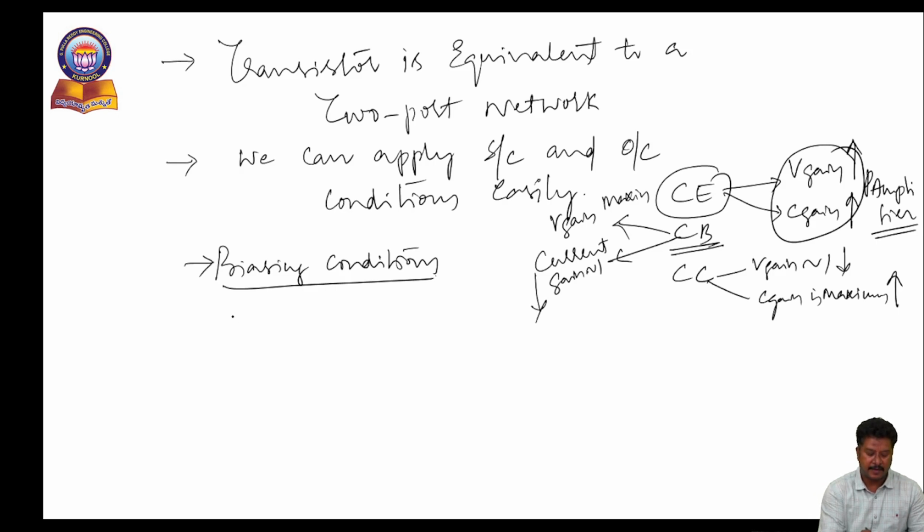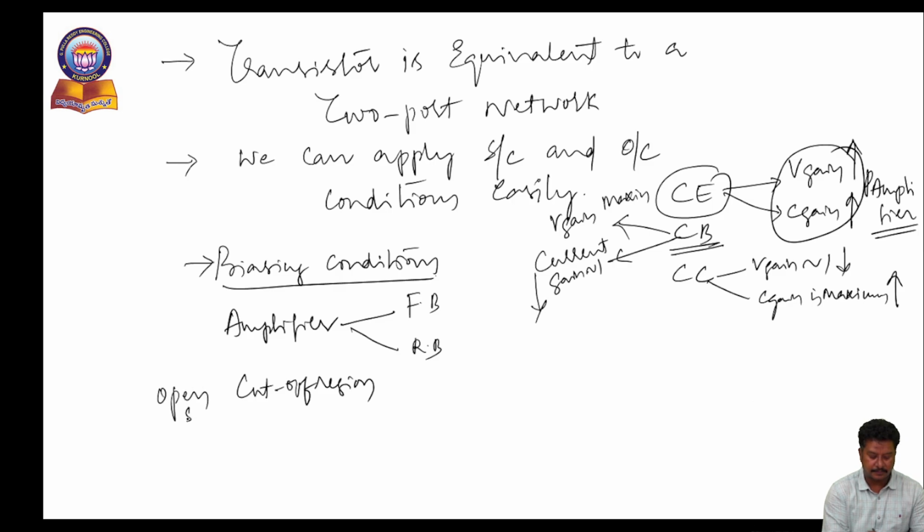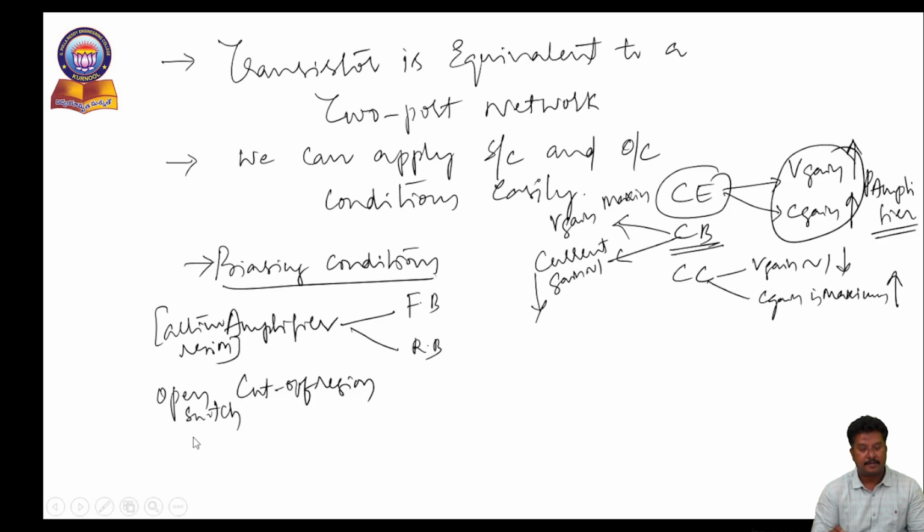For example, if I want to use the transistor as an amplifier, I require the input to be in forward bias and the output in reverse bias, in the active region. And if I want to use the transistor as an open switch, we have to operate it in the cutoff region. For that purpose, input must be in reverse bias and output is also in reverse bias.